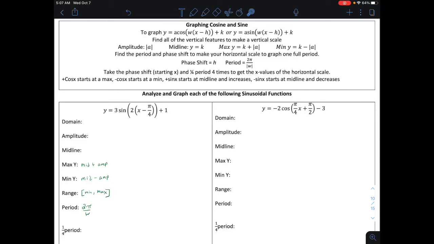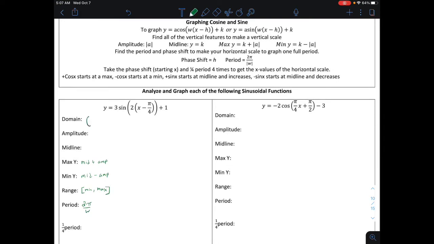Okay, in this video, we're going to analyze and graph all 6 trig functions. And we're going to start with graphing sine and cosine. And so, working our way here, we're going to work on this problem on the left-hand side. And at the very top of this page, I have the general forms for cosine and sine, talking about what all the constants represent. The domain of sine, remember, is going to be the set of all real numbers.